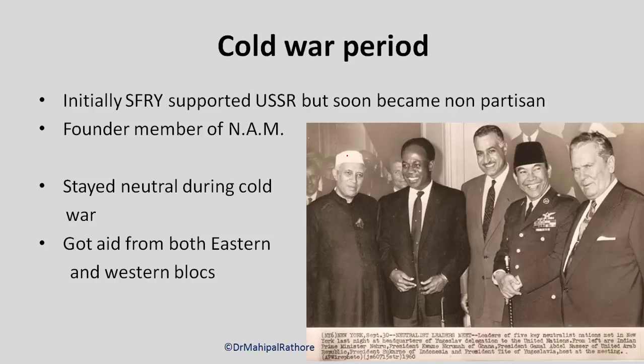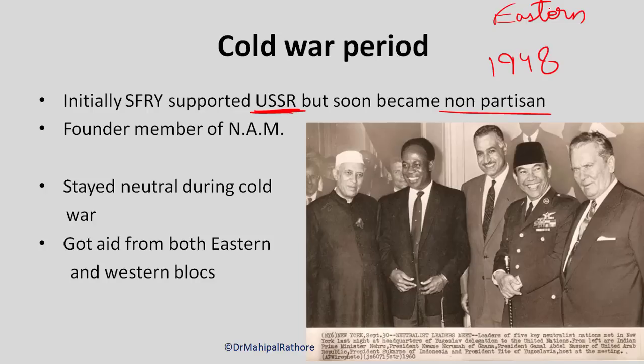During the Cold War period that started right after World War II, Yugoslavia was initially a supporter of the USSR. They were with the Eastern Bloc. But soon they became non-partisan. In 1948, Tito had a fallout with Stalin. He did not like Stalin or his policies. Why? Because Stalin was putting up puppet governments in Eastern Europe. He put up governments and people whom he liked in all the governments of these Eastern European nations.